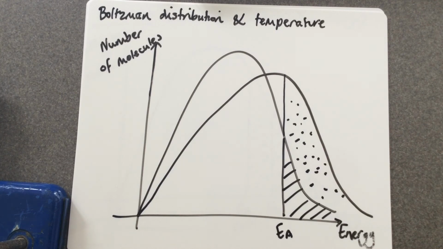So a greater proportion of particles have energy greater than the activation energy, which is why increasing temperature will increase the rate of a chemical reaction.